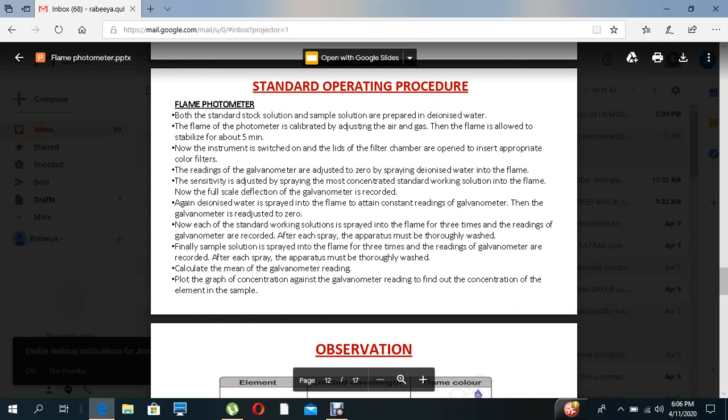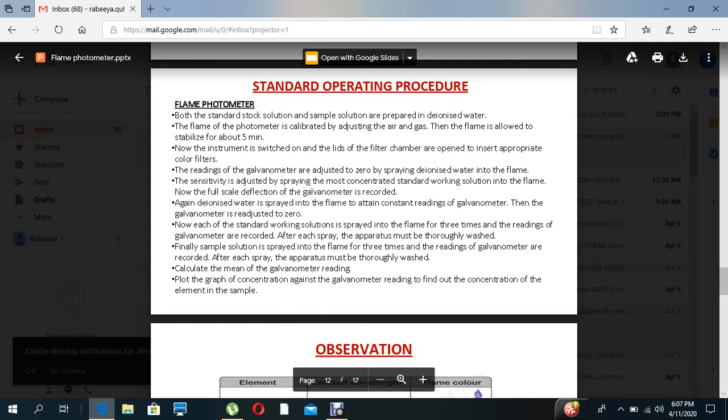These filters allow us to study the specific ions or elements whose concentrations we need to find out. The reading of the galvanometer is adjusted to 0 by spraying deionized water into the flame. The sensitivity is adjusted by spraying the most concentrated standard working solution into the flame. Now the full scale deflection of the galvanometer is recorded.